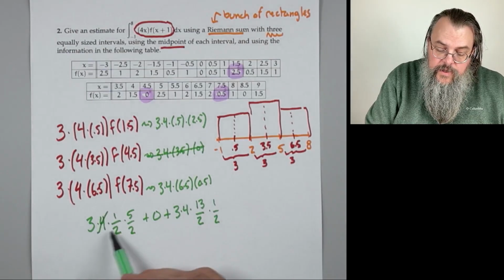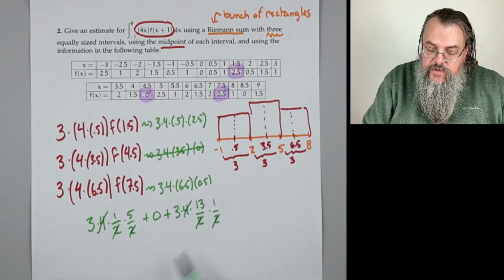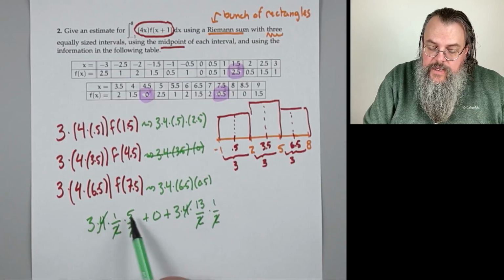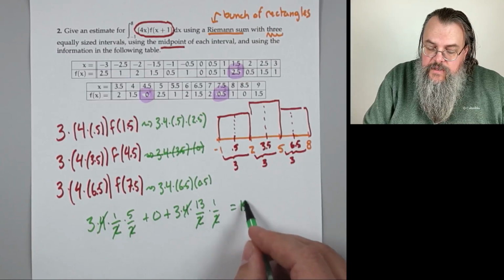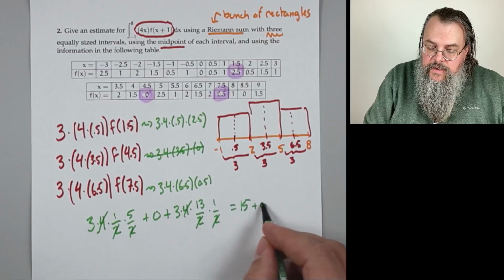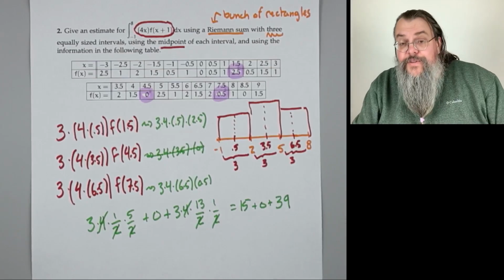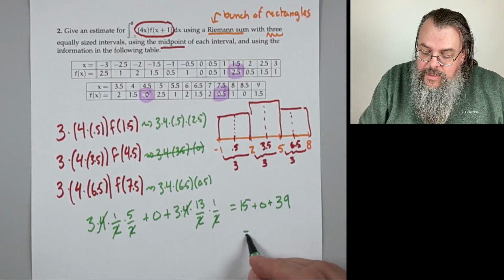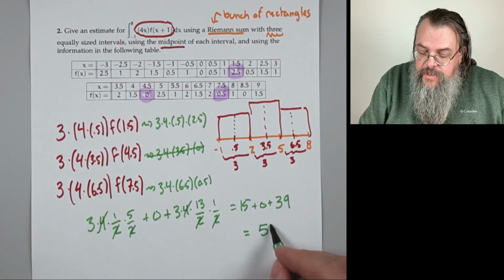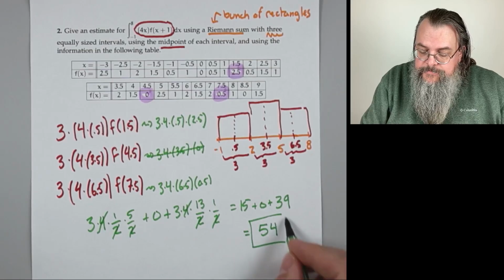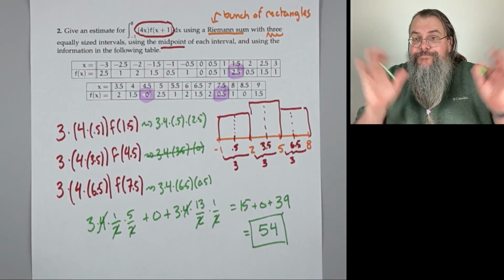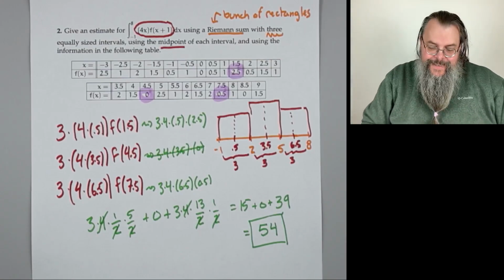So the 4 and the 2's cancel, 4's and the 2's cancel again. We have 3 times 5, which is 15, plus 0, plus 39. And if you add 15 plus 0 plus 39, you will end up with 54. And we're done. That's it.